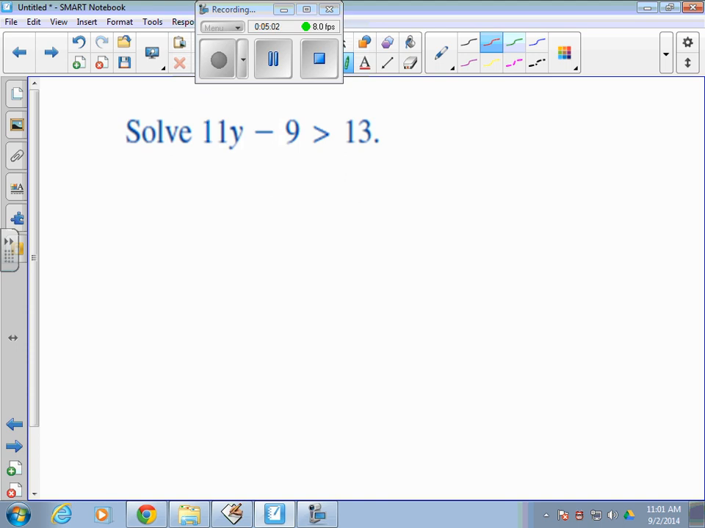Okay, let's take a look at it. It says 11y minus 9 is greater than 13. Same steps. You want to get rid of minus 9 first because you undo addition and subtraction first by adding it. If you do it there, do it here. It leaves you with 11y. We didn't do anything to reverse the symbol. 13 plus 9 is going to be 22.